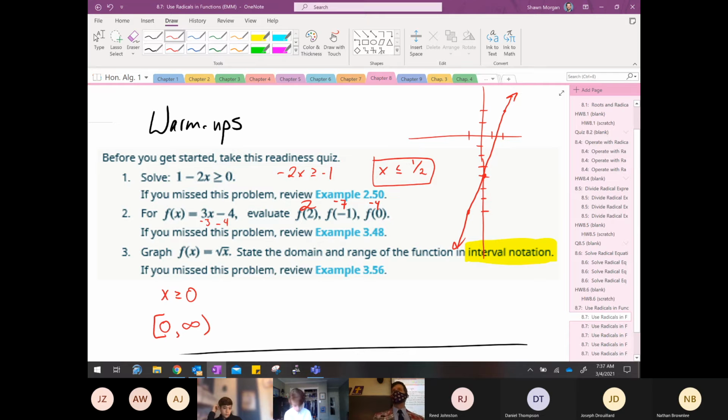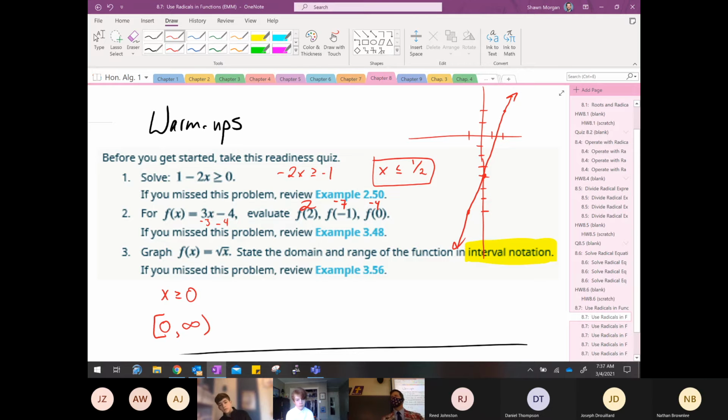How about the range? What does the range have to do with? If domain is the set of inputs, range is the set of outputs. That's our y values. Okay. I feel like we have a pretty solid understanding of inputs, like what we're allowed to take the square root of. What kind of outputs do we get with square root functions?